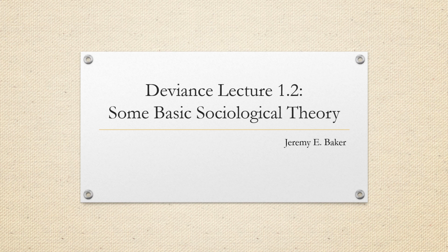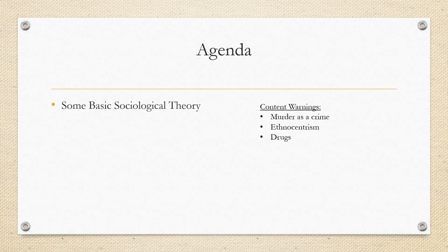Hey everyone, this is lecture 1.2, some basic sociological theory. In this lecture, we're going to talk about basic sociological theory. In terms of content warnings, we're going to talk about murder as a crime, we're going to talk about ethnocentrism, and we're going to talk some about drugs.